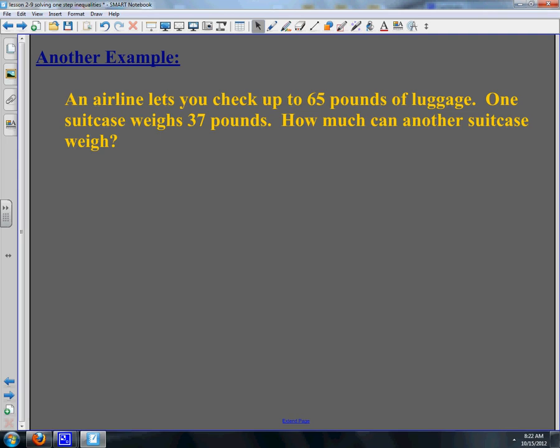So first we're going to write an equation. So I can have 65 pounds of luggage. One suitcase is 37 plus the other one I don't know, and it has to be less than or equal to 65. Because I can show up to the airport and my luggage could equal 40 pounds and I could still go on. It has to be less than. That's why it's an inequality.